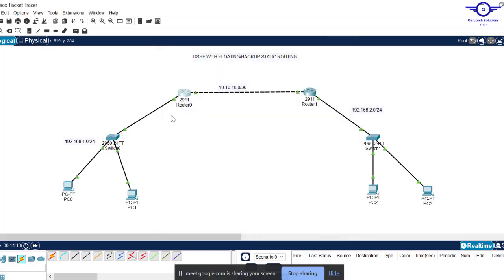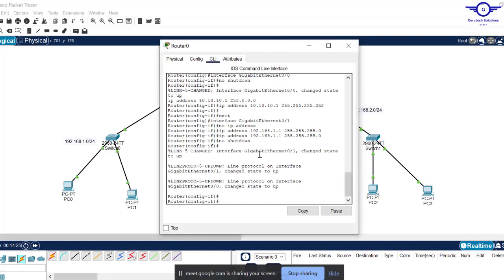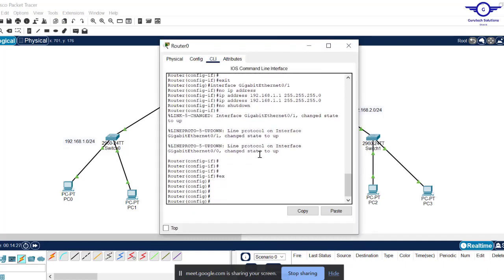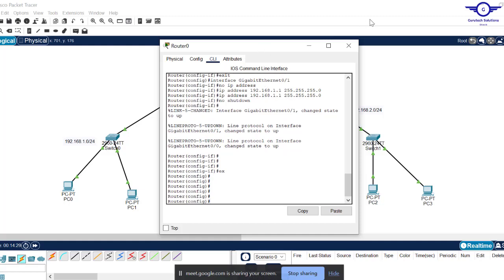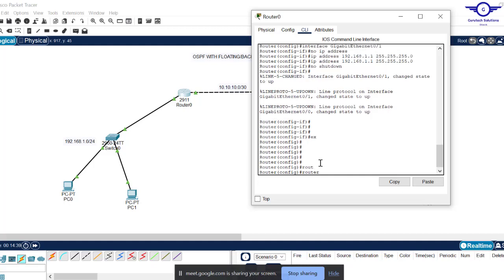The first step, as I have done, make sure that you have configured IP addresses on the interfaces and verify that you did the right thing. Then let's proceed. At the second step, you make this router aware that it's using OSPF as the routing protocol. So you just say router ospf.